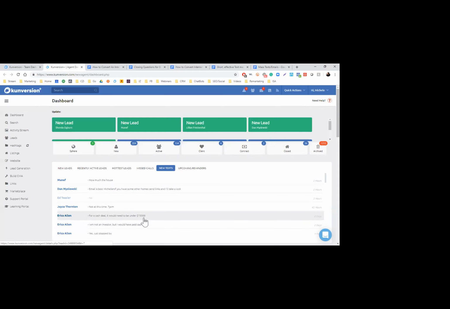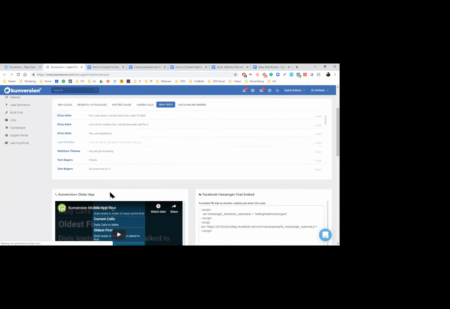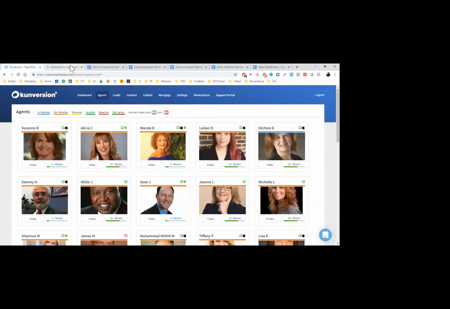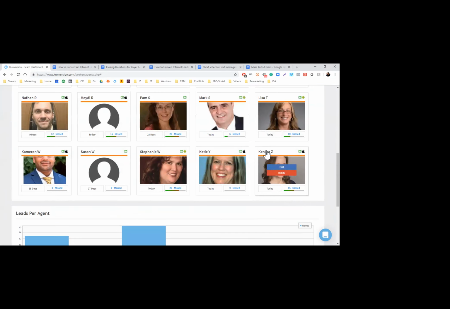For a cash deal, it would need to be under $75,000. Not an investor, but have paid cash for it. So there are some good conversations. Tomorrow at 2, it looks like you're setting up an appointment actually with Tom Rogers. So I love that. But yeah, what you can do, get back into Kendra.